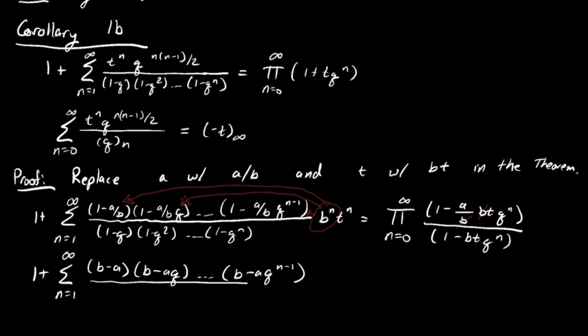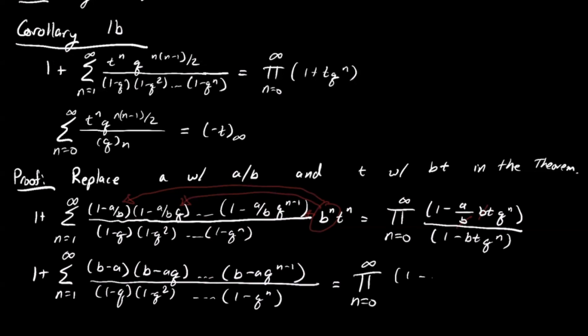And I'm going to divide by 1 minus q, 1 minus q squared, all the way up to 1 minus q to the n. The right-hand side, we've already basically simplified, right? The right-hand side is just the product, n goes from 0 to infinity, of 1 minus a t q to the n divided by 1 minus b t q to the n. All right, so the right-hand side's already in its simplified form.